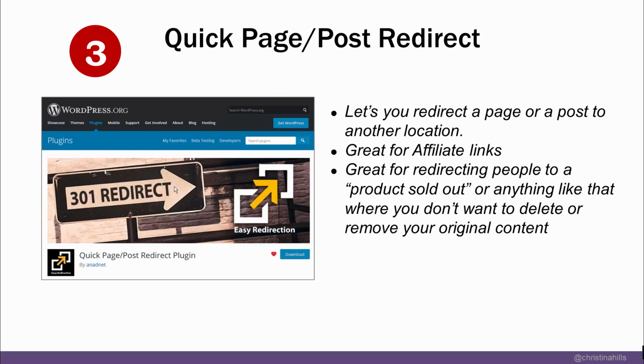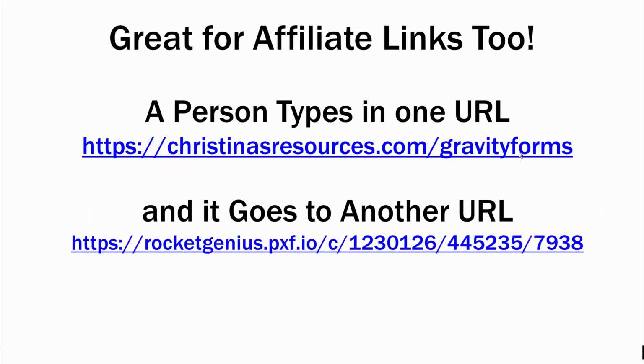So what is the plugin? It's called Quick Page Post Redirect. Quick Page Post Redirect, and it will also do affiliate links as well. And I've got a screenshot to show you what it looks like. It's great for if you're doing a sale and you want to have a page that says product sold out. But again, you don't want to erase everything and put in product sold out. You can have different pages created, and then depending upon what you want them to see, you turn it on and off.